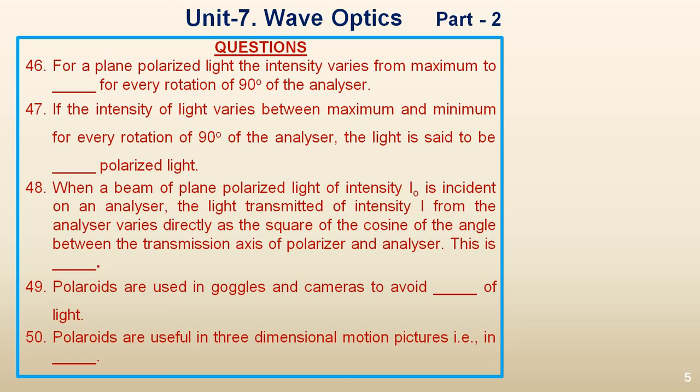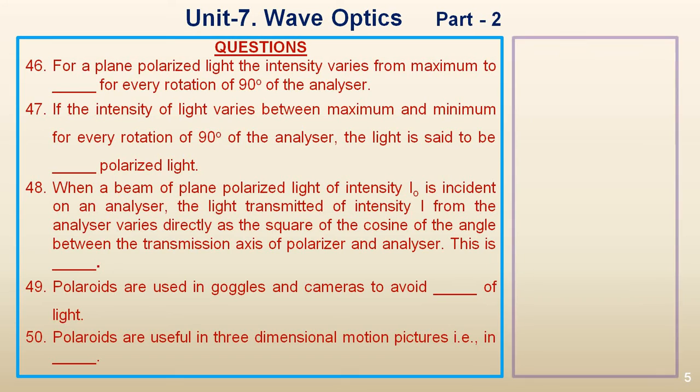Dear students, now we are going to see the answers for the question number 46 to question number 50. Question number 46. For a plane polarized light, the intensity varies from maximum to 0 for every rotation of 90 degree of the analyzer. Question number 47. If the intensity of light varies between maximum and minimum for every rotation of 90 degree of the analyzer, the light is said to be partially polarized light.